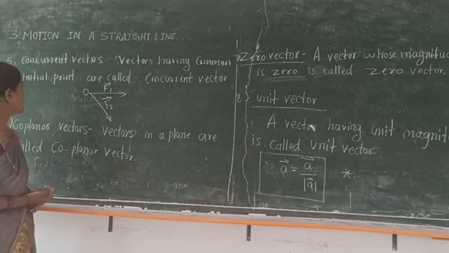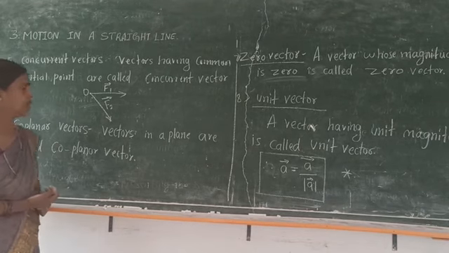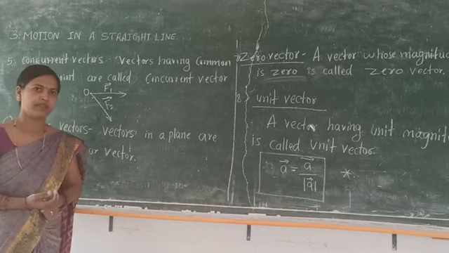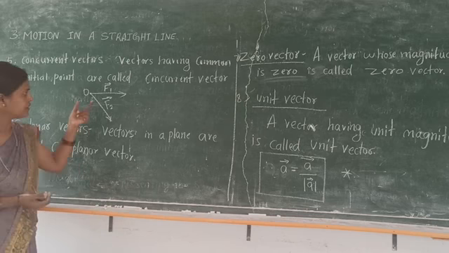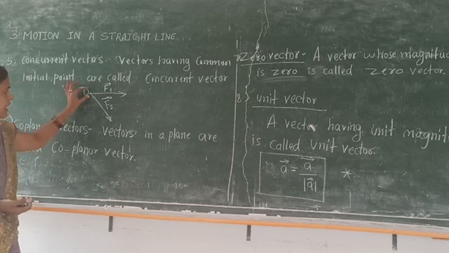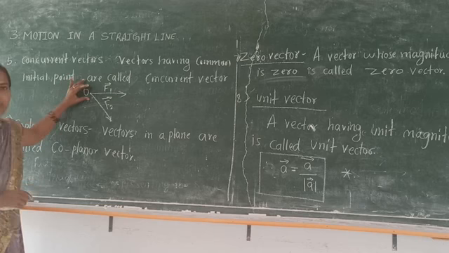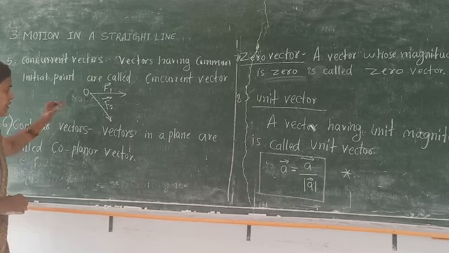Fifth one is concurrent vectors. Vectors having a common initial point are called concurrent vectors. Concurrent vectors can be called co-initial vectors because F1 and F2 are two vectors having a common initial point O. Because of that, they are co-initial vectors.